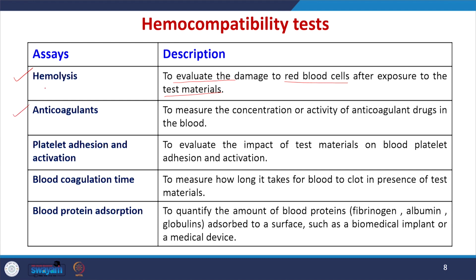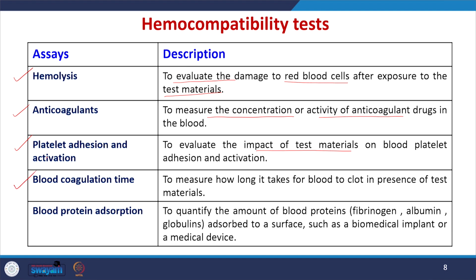And next one is anticoagulants. This assay is to measure the concentration or activity of anticoagulant drugs in the blood. And third one is platelet adhesion and activation. This assay is to evaluate the impact of test materials on blood platelet adhesion and activation. By this assay, we can understand whether the platelet is attaching to the biomaterial and is there any change in the shape. So, if there is a change in the shape and if the platelet is attached to the particular material, that material is not suitable for biomedical implants or clinical application.